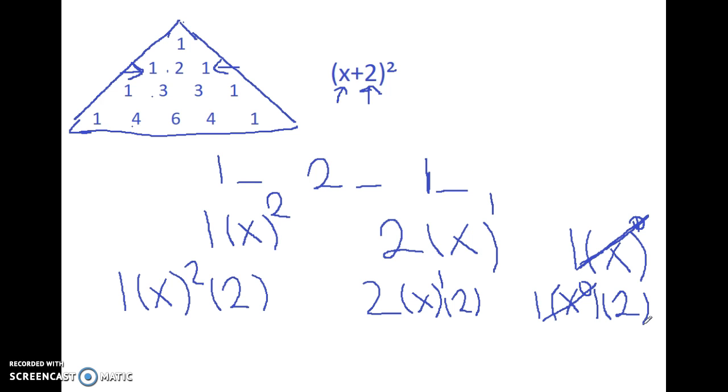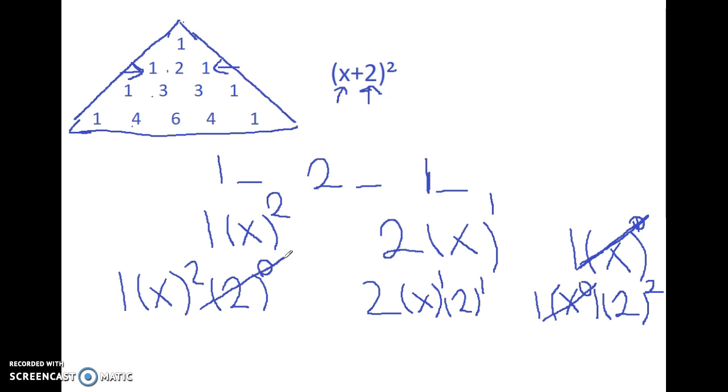And remember, in the x's, we count down starting from 2. Now we're going to count up starting from 0. So 2 to the 0 power, 2 to the first power, 2 to the second power, and then this one I'm just going to cross out because that equals 1. Anything to the 0 power is 1. Okay, so now we just simplify using arithmetic.